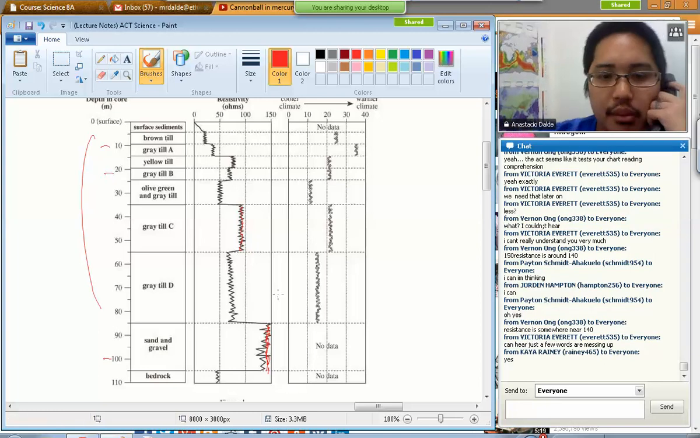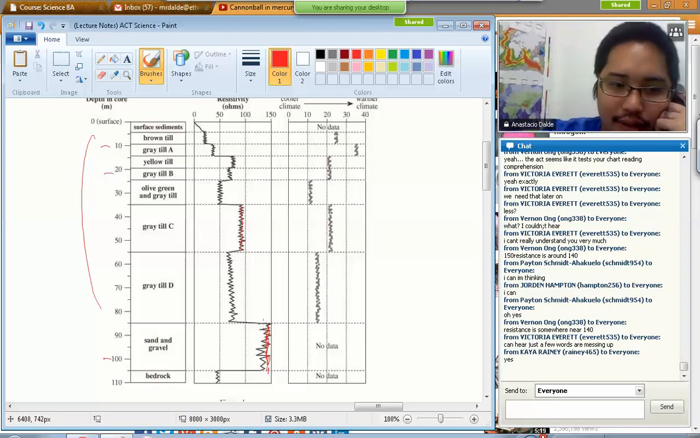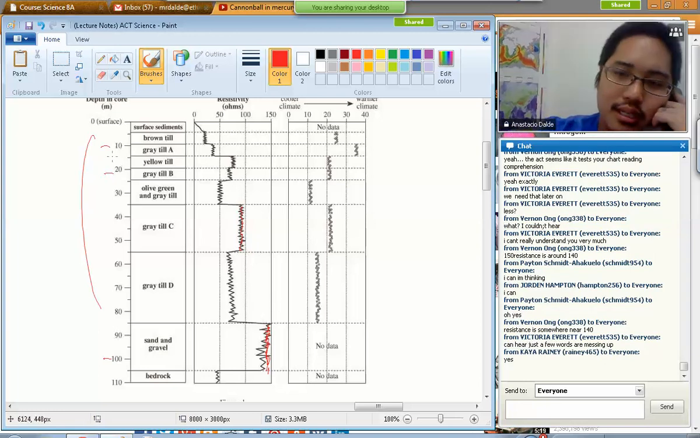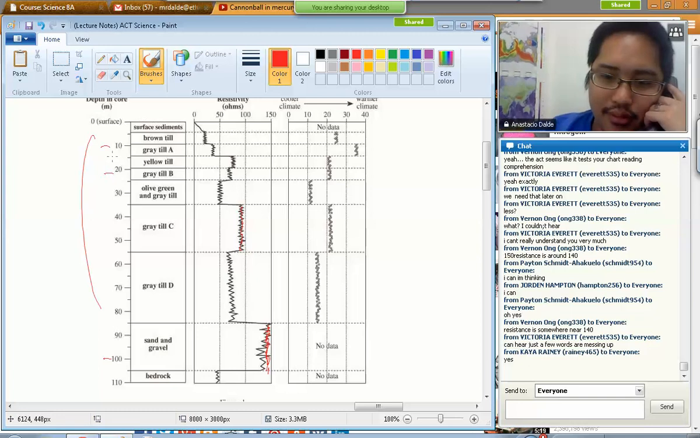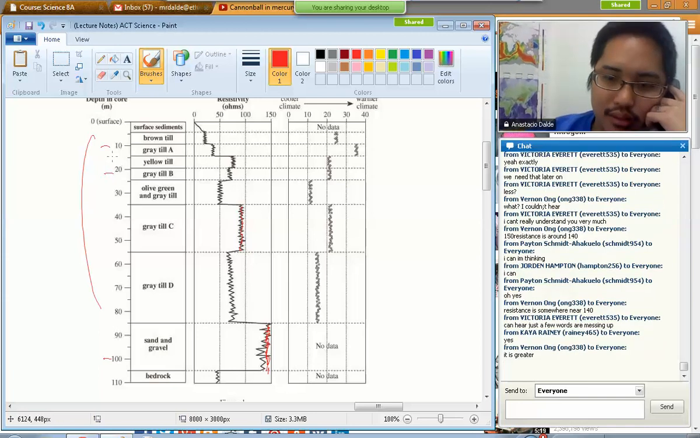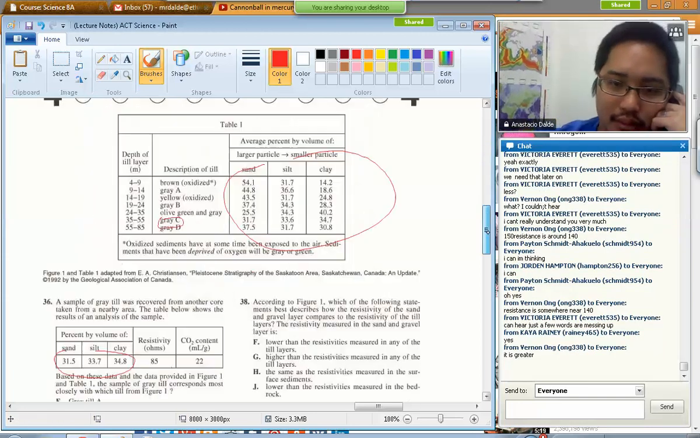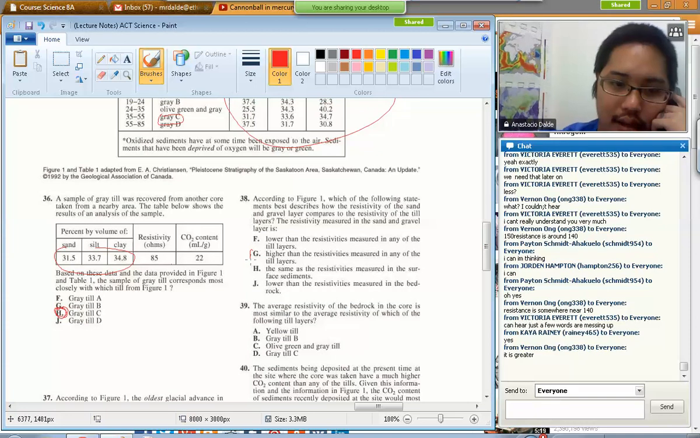So what can you tell me about the resistivity of sand as compared to the resistivity of the other stuff? It's bigger. So the option is it's higher or bigger.